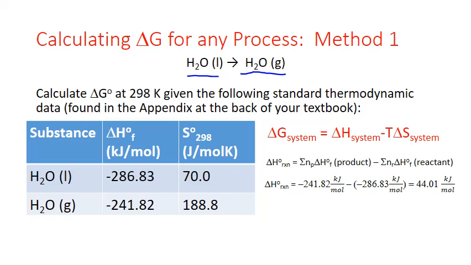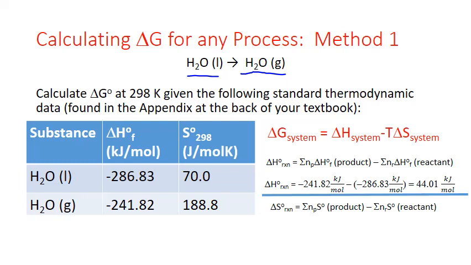We can do a similar calculation for the entropy change, delta S, of the reaction. Here, instead of using enthalpies of formation, we substitute in our absolute entropy values for gaseous and liquid water. 188.8 joules per mole Kelvin minus 70 joules per mole Kelvin gives us a positive value for our entropy change, 118.8 joules per mole Kelvin.